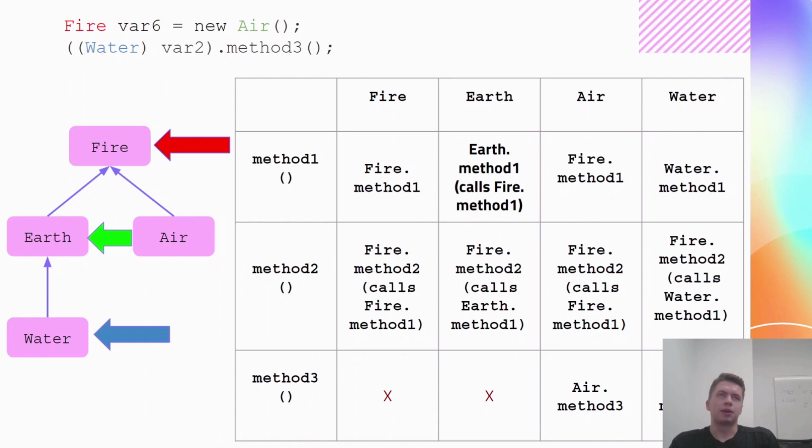However, the casting type is water, and water is not a parent class or the same class as earth. In this case, the casting type or temporarily declared type is below the actual type in our inheritance diagram, and this is not okay. And since we're casting, this will throw a runtime exception, and our program will throw an error. Super cool.